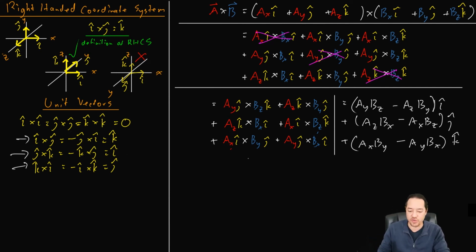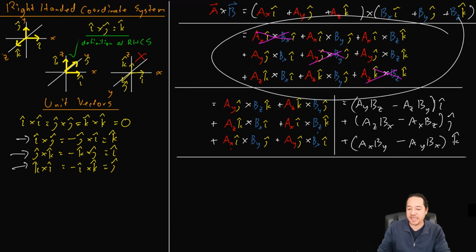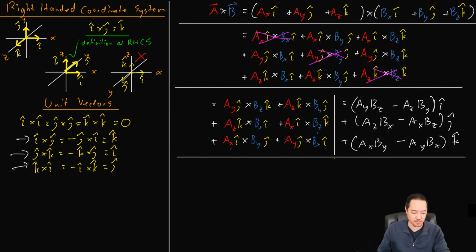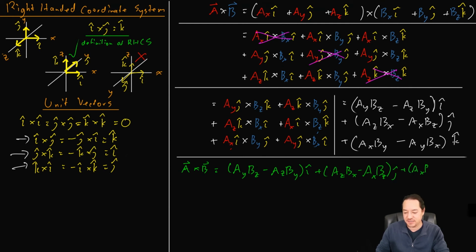And so what we've essentially done is we've managed to simplify all 9 of these terms into essentially 3 terms, right? We can now say that A cross B is equal to AY BZ minus AZ BY in the I hat direction plus AZ BX minus AX BZ in the J hat direction plus AX BY minus AY BX in the K hat direction. Okay, so we've got it. We've got a way to actually calculate exactly the magnitude and direction of what A cross B is going to be.